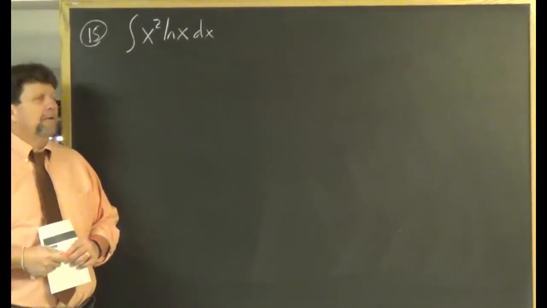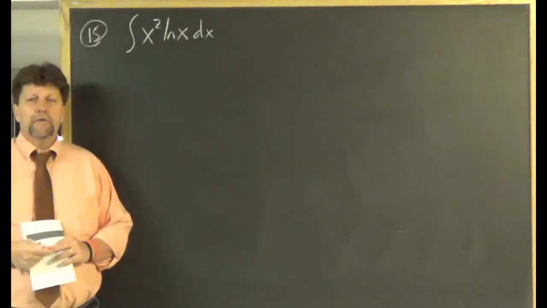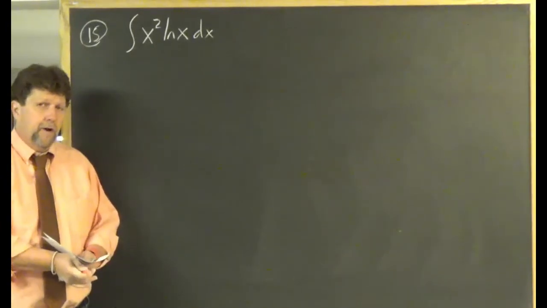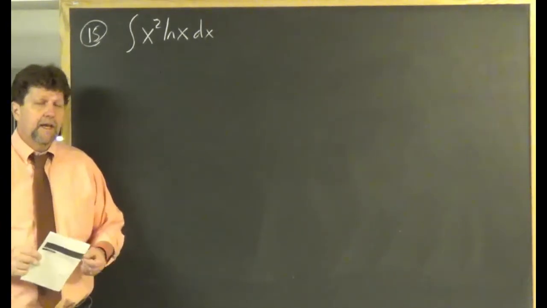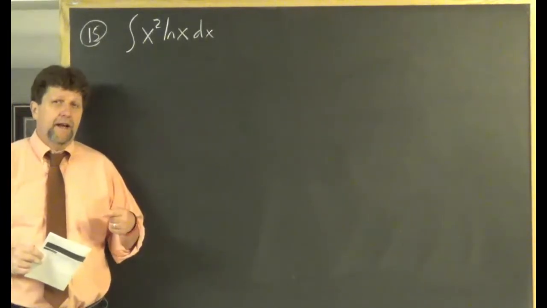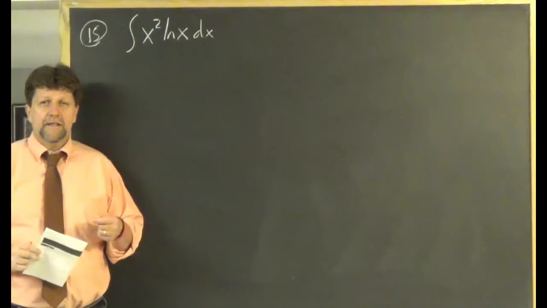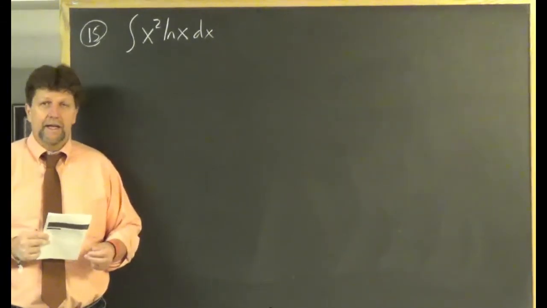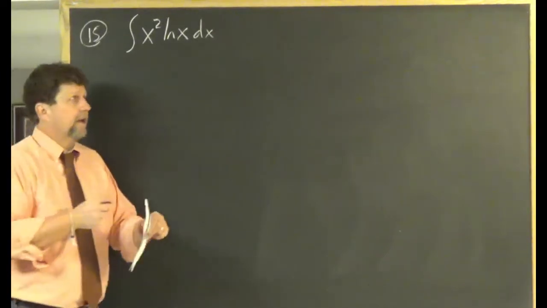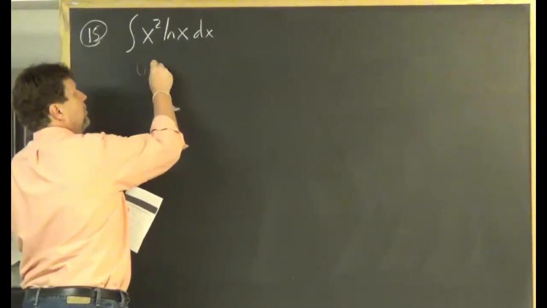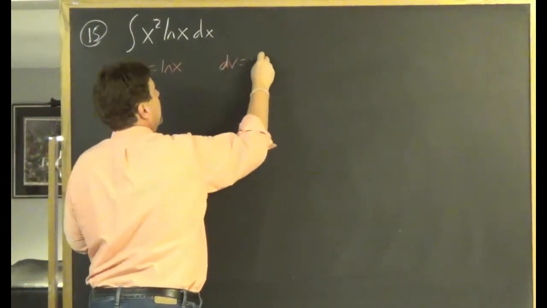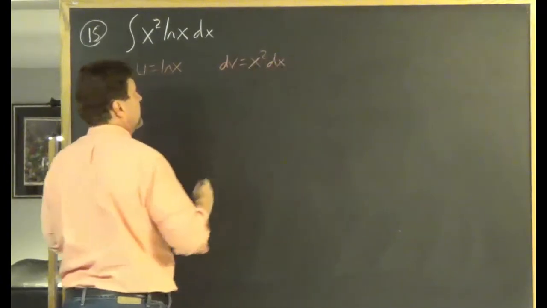All right, number 15, you were asked to integrate x squared natural log x dx. When I look at this, I'm going to crank this through integration by parts. Even though I know the formula for the antiderivative of ln x, we just did that in the last example, I am not going to let dv equal ln x dx. It's going to become very messy very quickly. I'm still going to let u equal natural log x. Then dv is x squared dx.